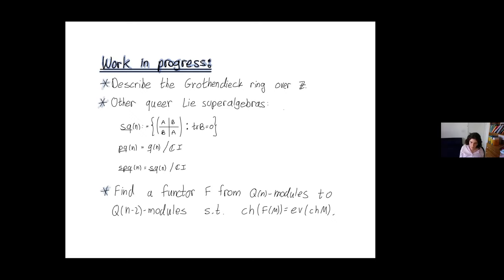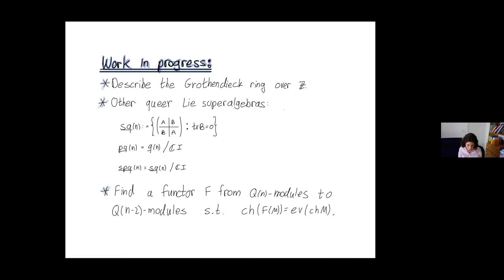Another thing to do is the other queer subalgebras of the queer Lie superalgebra. Q_n has a natural subalgebra if we take what we call the odd trace, the trace of B, to be zero. If we take the trace of B to be zero, then I'm no longer having super character zero, and I should check what happens. I can also quotient by the identity matrix. So I'll get a PQ, and then I should see what happens for the Grothendieck ring or the characters, because say in GL_n, if you go to SL_n or to PSL_n, then you mod out by this character of the trace. But now we don't have this, so I don't know yet what to do.